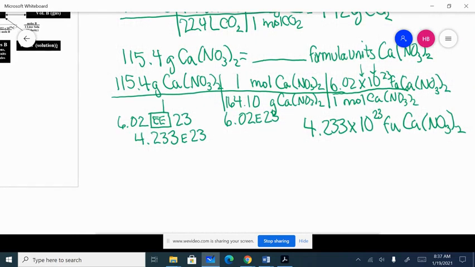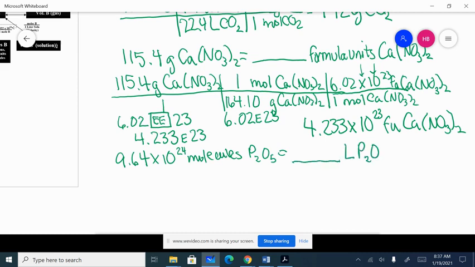Let's do one more problem together before you try it yourself. 9.64 times 10 to the 24th molecules of P2O5 would have how many liters of P2O5? Remember, we can only use 22.4 liters when we're talking about a gas.